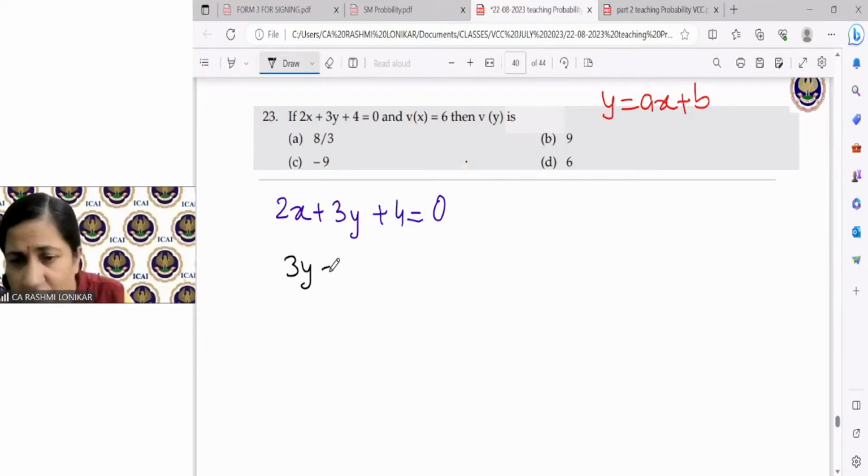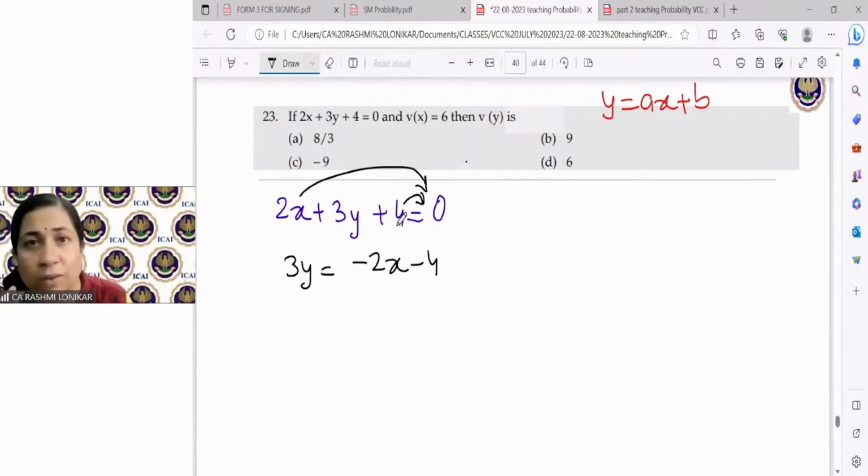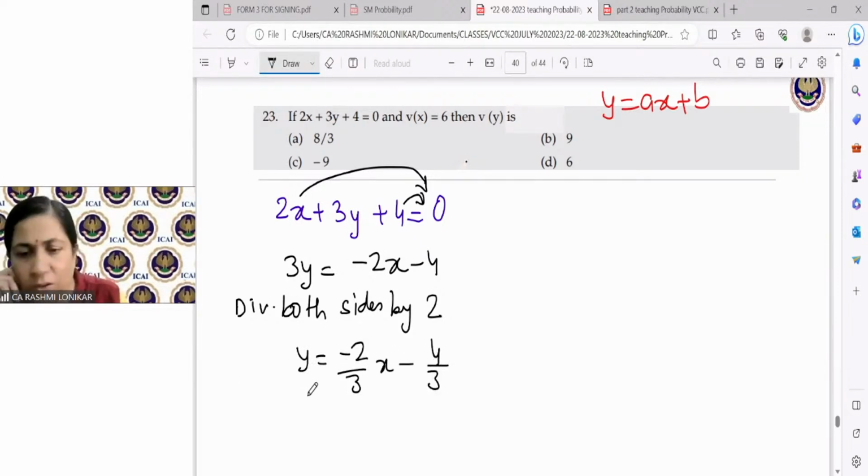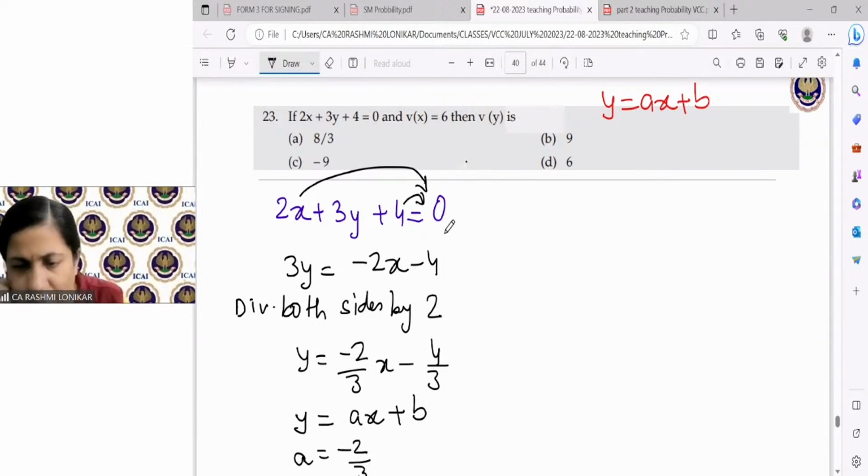So 3y is equal to minus 2x minus 4. Okay, so I take this to this side, I take this to this side. You have only y on the left hand side. But I want y is equal to, and this is 3y is equal to. So I write that dividing both sides by 3, you have y is equal to minus 2 by 3x minus 4 by 3. Okay. So this is y is equal to ax plus b. So what is the value of a? A is equal to minus 2 by 3.